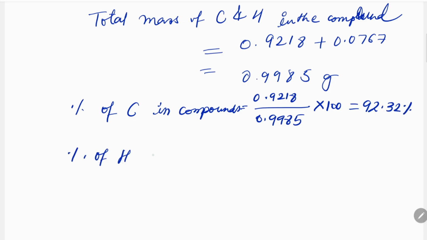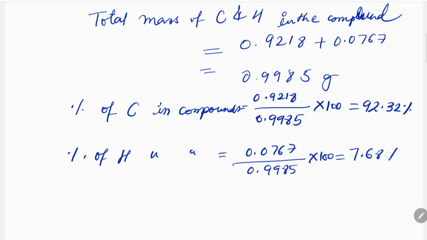Similarly, we can calculate the percentage of hydrogen in the compound. We can directly use the same formula, or directly subtract it from 100. We can do both. Let's do both. 0.0767 divided by 0.9985 multiplied by 100 comes out to be 7.68%.